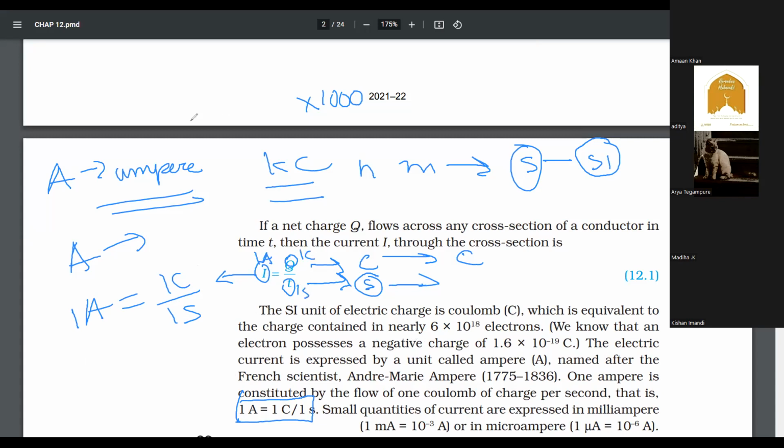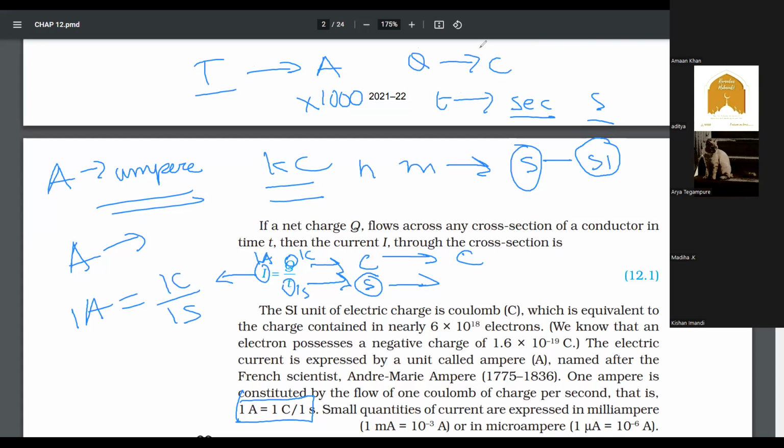So again, to recap, the SI unit of electric current I is ampere. The SI unit of charge Q is coulomb. And the SI unit of time T is second. You can also write it as SEC or S. Either one is correct.